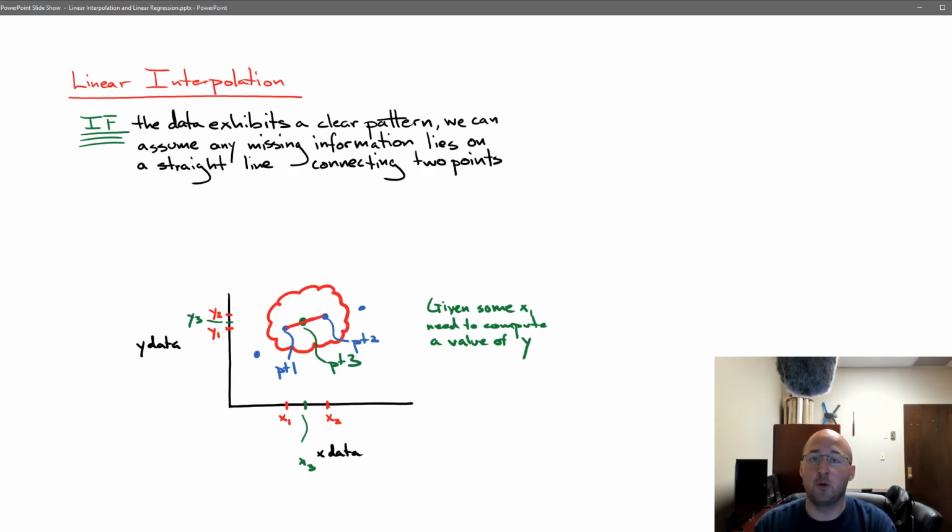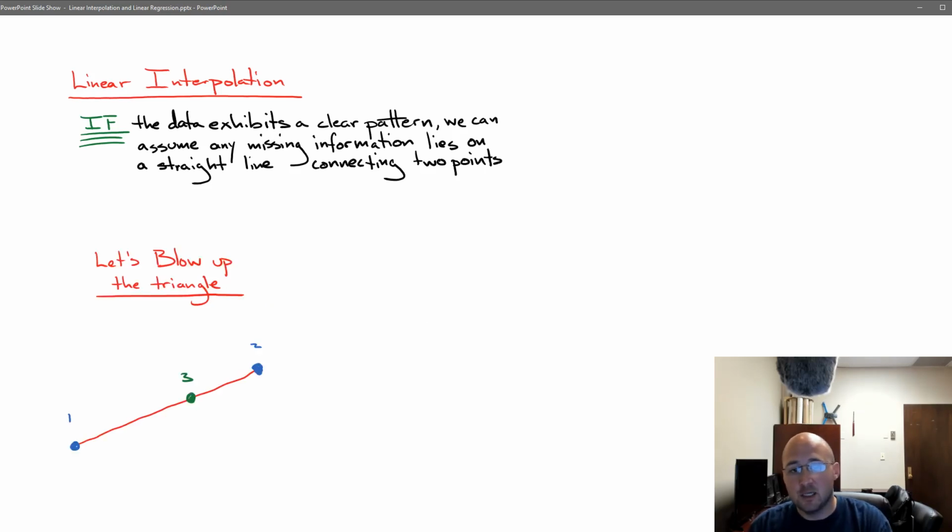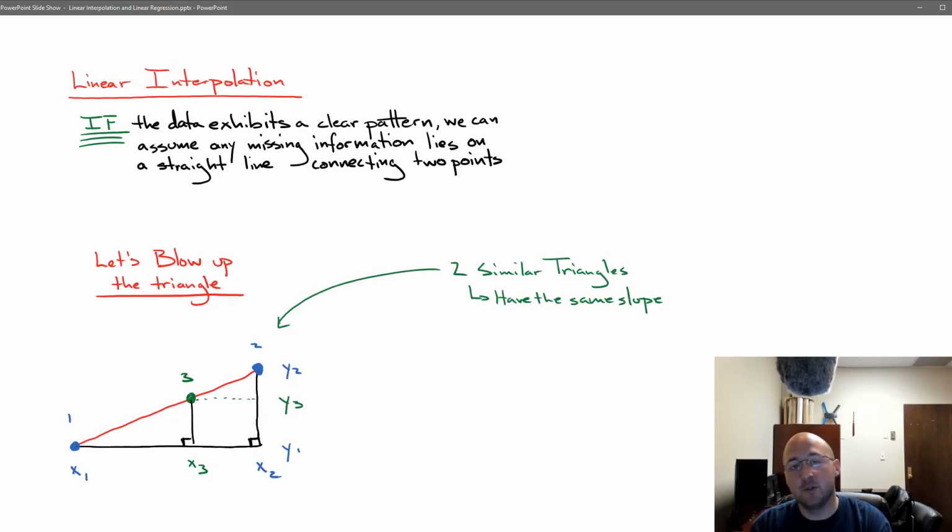This is what we're going to focus on, this methodology. Let's blow this up. I have point 1, I have point 2, and I have point 3 in the middle. If I make a right triangle out of points 1 and 2, and I make a right triangle with point 3, and I put the x values up, and I put the y values up, then what I actually have are 2 similar triangles.